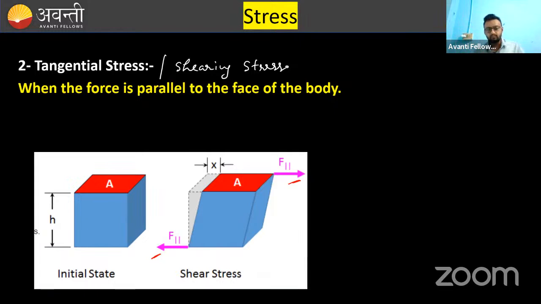So now, I think it is clear to you what tangential stress is. Again, tangential stress will be force per unit area. Force is what? F. Area is what? A. So what is tangential stress? Force per unit area. The formula remains the same. No change.